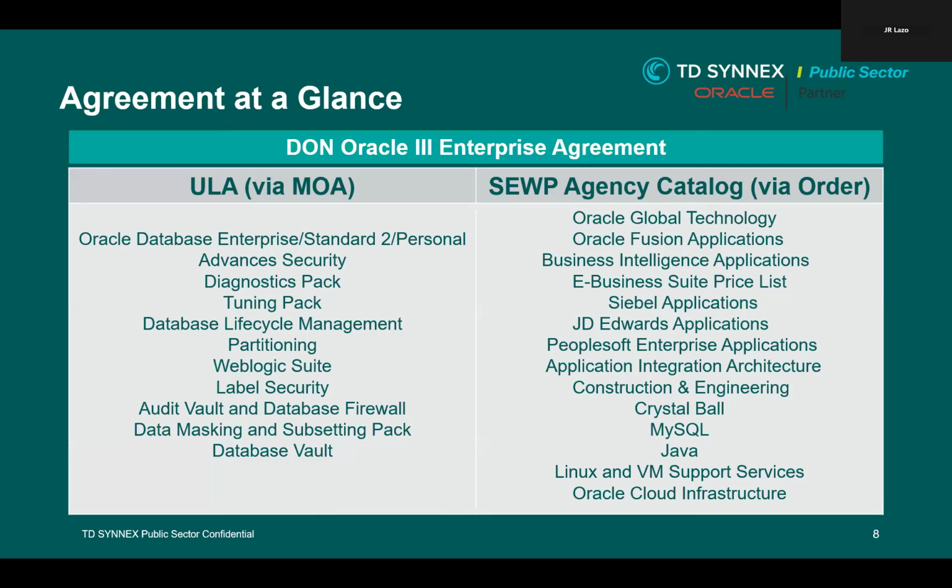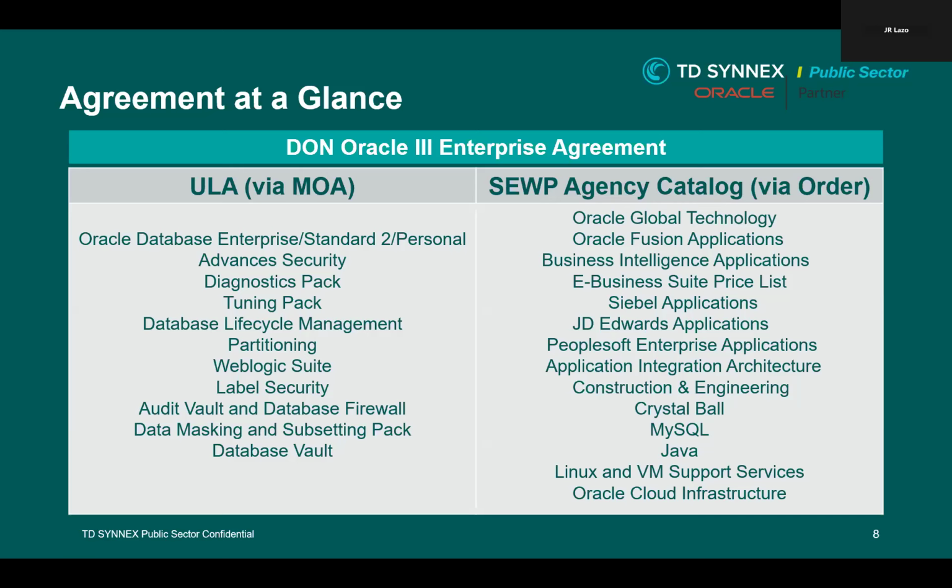This slide provides a recap or a summary of what Oracle software is available on the unlimited license agreement and the agency catalog. To reiterate, in order to gain access to the licenses available on the unlimited license agreement, which are the licenses listed on the left-hand side of the slide, you would need to submit a MOA via the DLT marketplace.